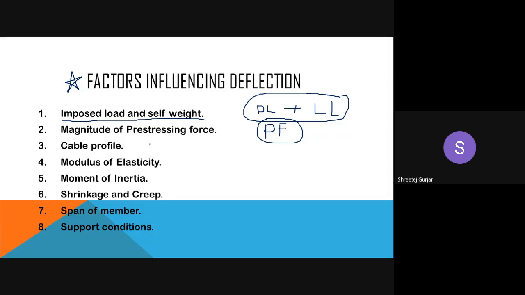Next, what are the factors which influence your cable profile, right? Cable profile. How many types of cable profile can you name? Can you name, guys, a few cable profiles? Each one of you can name a cable profile. Please name a few cable profiles for me. You have studied.